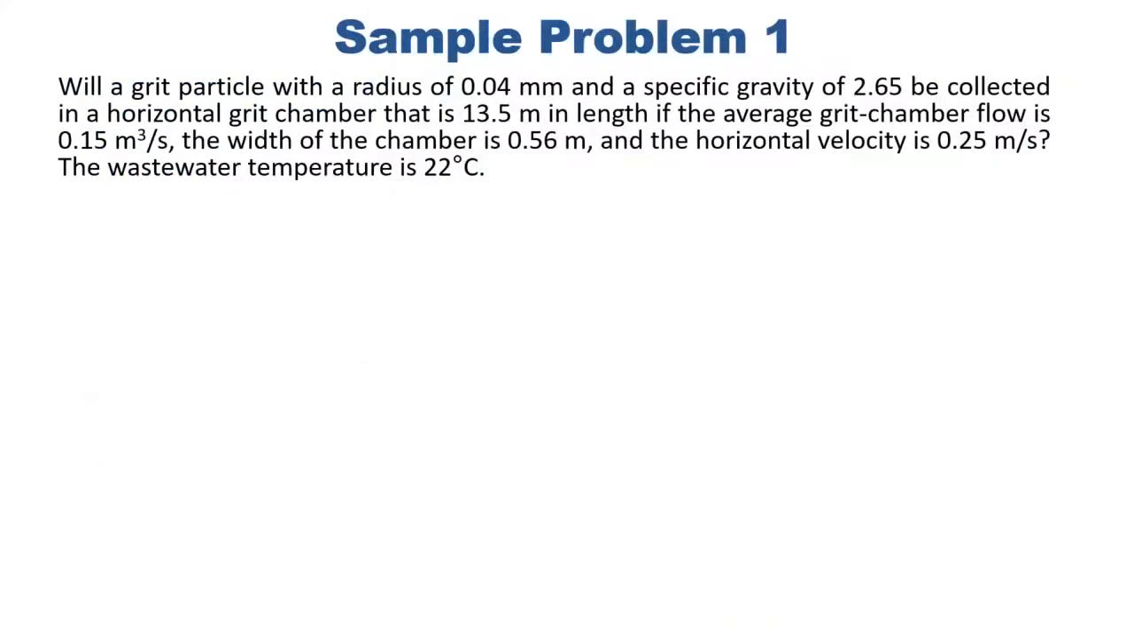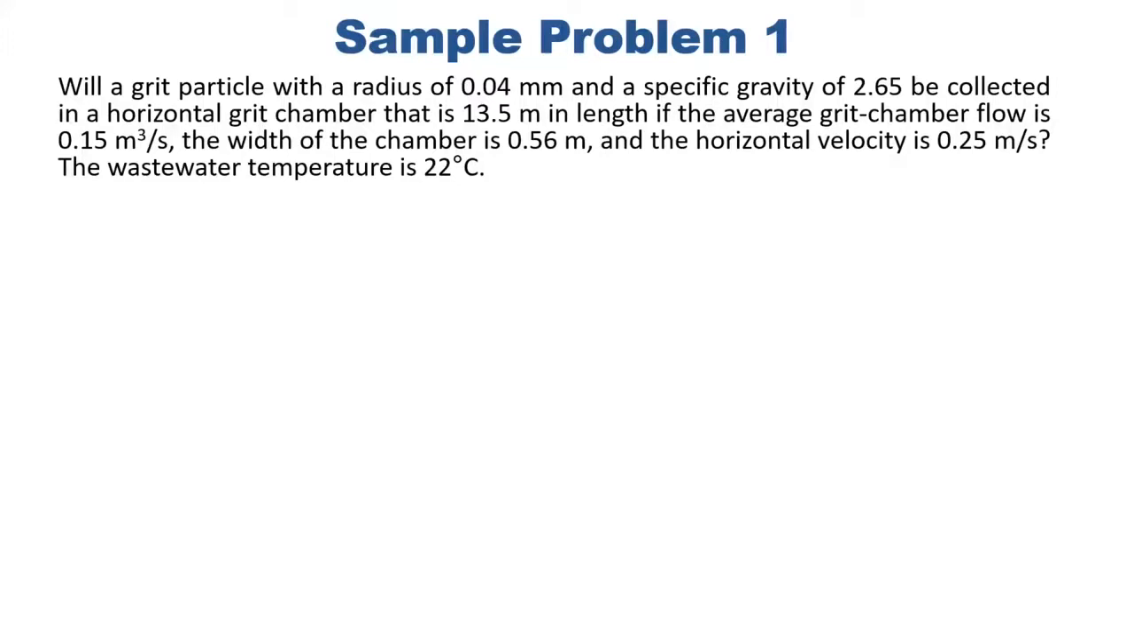Let's try to solve a problem related to pre-treatment. Will a grit particle with radius of 0.04 mm and a specific gravity of 2.65 be collected in a horizontal grit chamber that is 13.5 meters in length if the average grit chamber flow is 0.15 cubic meter per second? The width of the chamber is 0.56 meters and the horizontal velocity is 0.25 meter per second. The wastewater temperature is 22 degrees Celsius. Okay, so let's solve this problem.